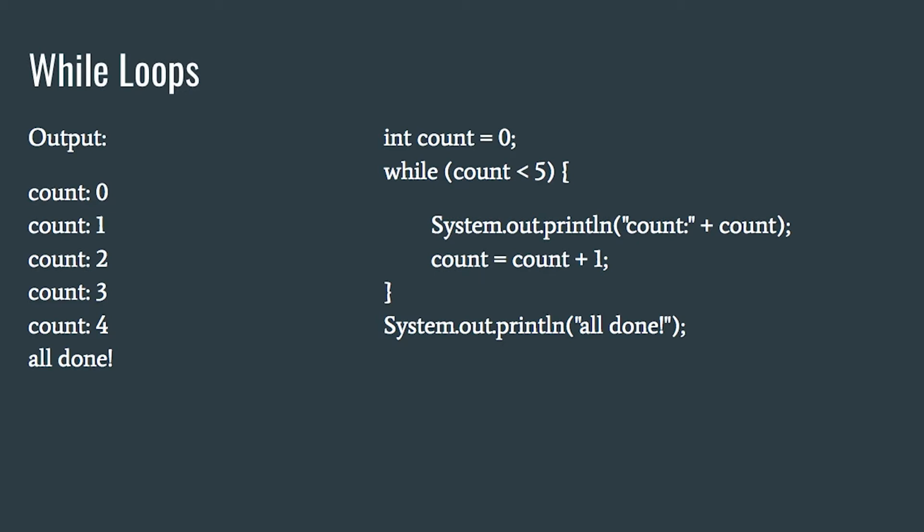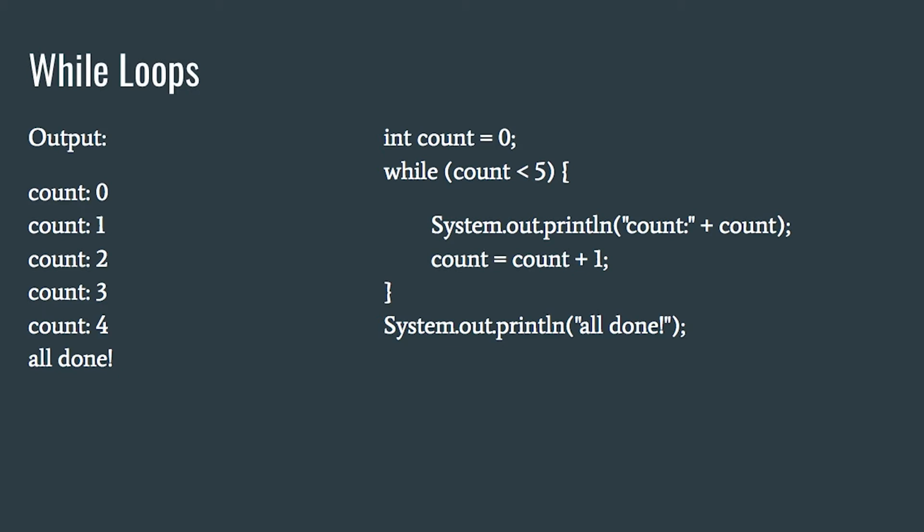Count now equals 1. We go back to the top of the loop and we check, is 1 less than 5? Yes, green light. So we print count 1 and then we add 1 to our count. Count is now 2. Go back to the top. 2 is less than 5, so we print count 2, add 1 to count. Count is now 3. Back to the top. 3 is less than 5. We print count 3, we add 1 to count. Count is now 4. Back to the top. 4 is less than 5. Print count 4, add 1 so that count is now 5.